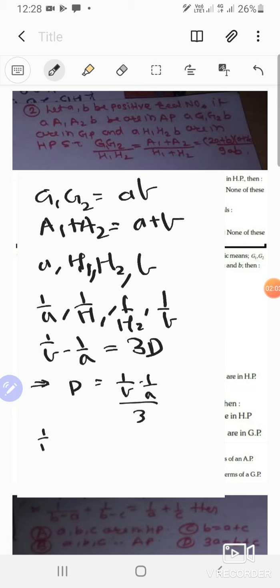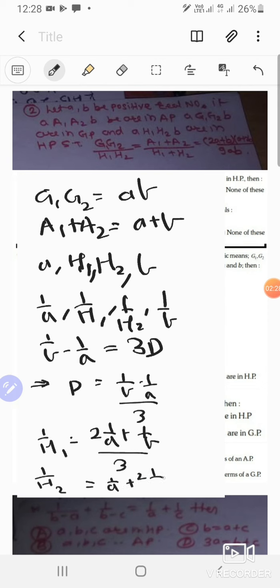So that will turn out to be something like 3 times 1 by a upon 3. So you take 1 by a from that, so you get 2 into 1 by a, and then you get plus 1 by b upon 3. Similarly, 1 by h2 is going to be 1 by a plus 2 into 1 by b, all that upon 3. Okay, no problem.